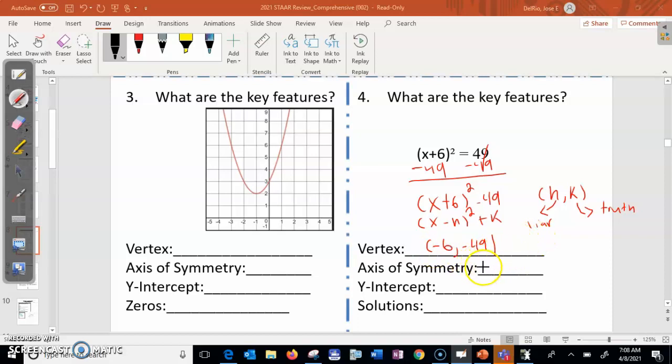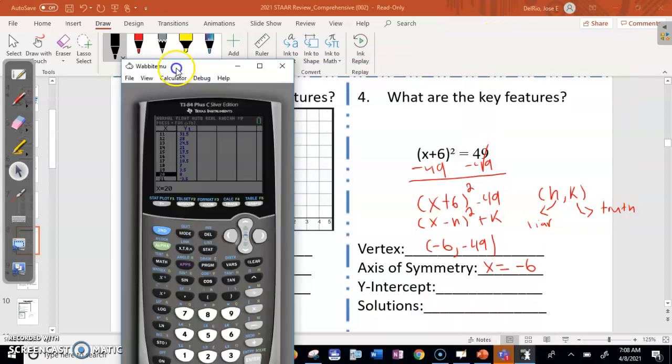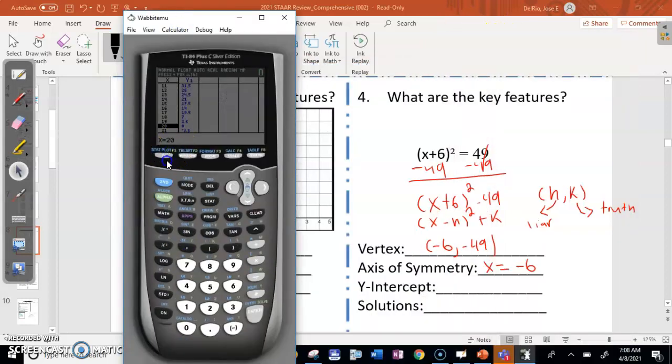Now, how do you get axis of symmetry? If you were to remember, axis of symmetry is your x value. Which one of these is your x value? Negative 6. That is your shortcut. Now, how do you get the y-intercept and the x-intercepts? Simple. The way you do that is your calculator. So let me go ahead and show you how to do that. Go ahead and go to y equals. Let me erase, and I'm going to plug in the new equation, which is right here. Parentheses x plus 6 squared minus 49.